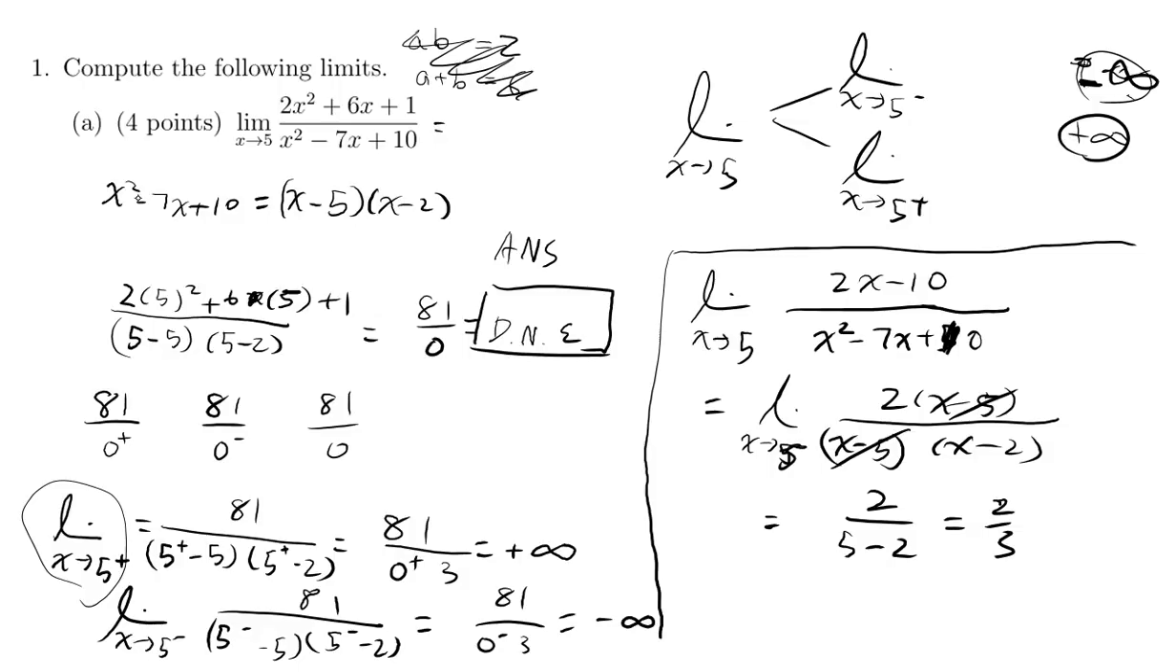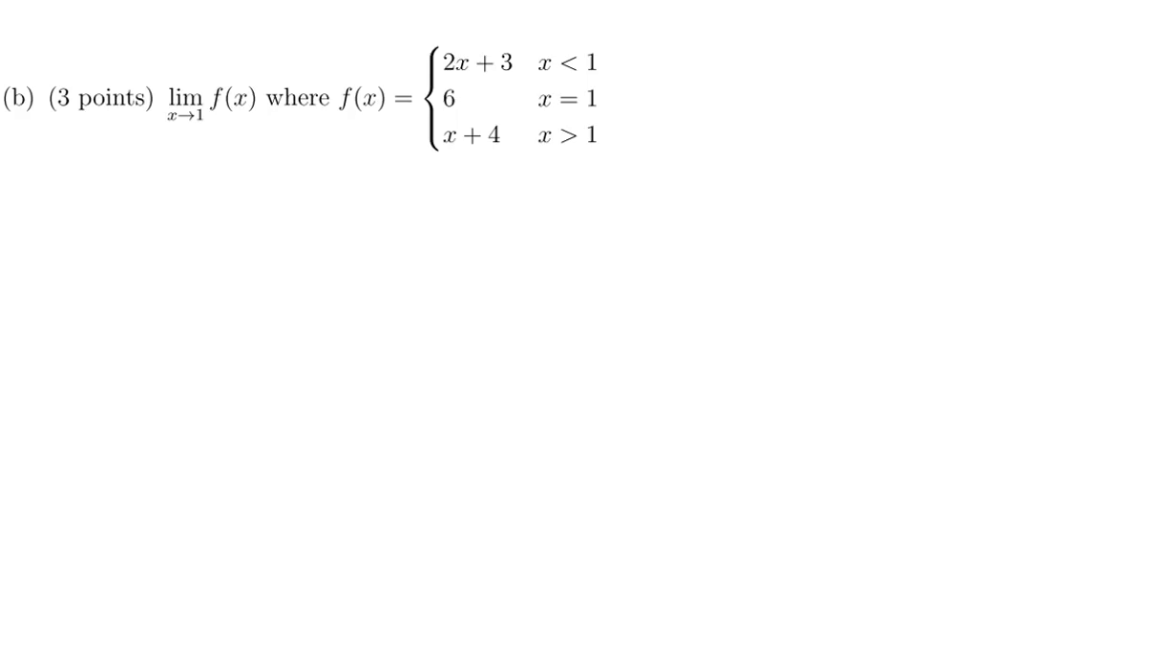Here, the top could not be factored. So whenever you have a question where the bottom does factor by x minus 5, but the top doesn't have that same x minus 5, then taking x going to 5 would lead to does not exist, or positive infinity or negative infinity as your answer.